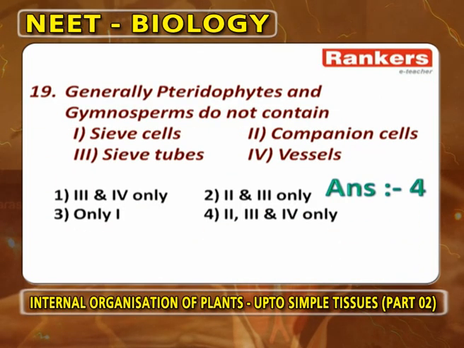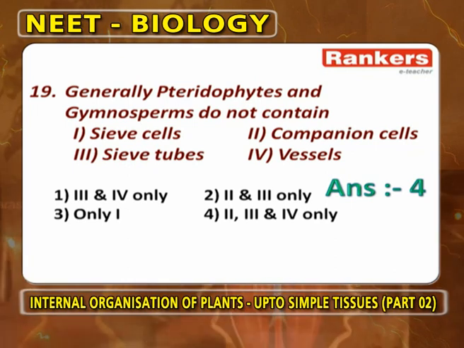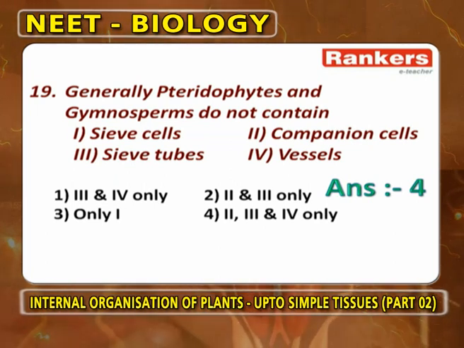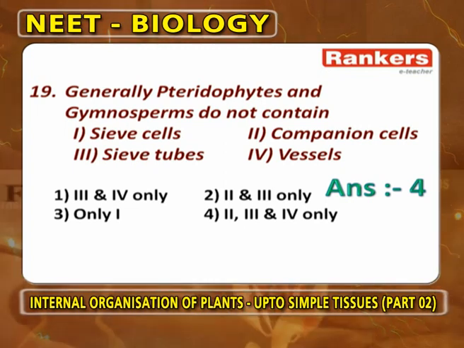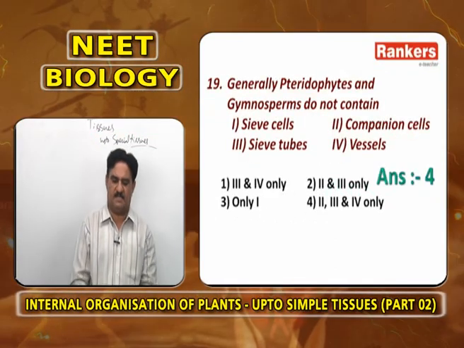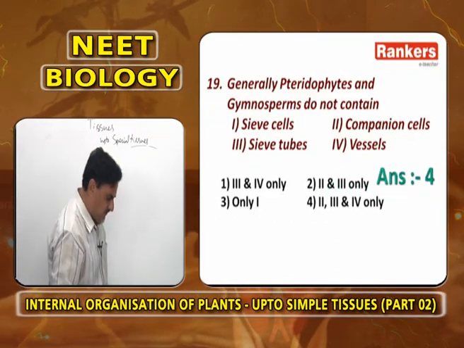Next, generally pteridophytes and gymnosperms do not contain which of these? Companion cells, sieve tubes, vessels. Xylem vessels are absent in the majority of pteridophytes and gymnosperms. Companion cells are absent in pteridophytes and gymnosperms. Sieve tubes are absent, but sieve cells are present. So the answer is 2, 3, 4.